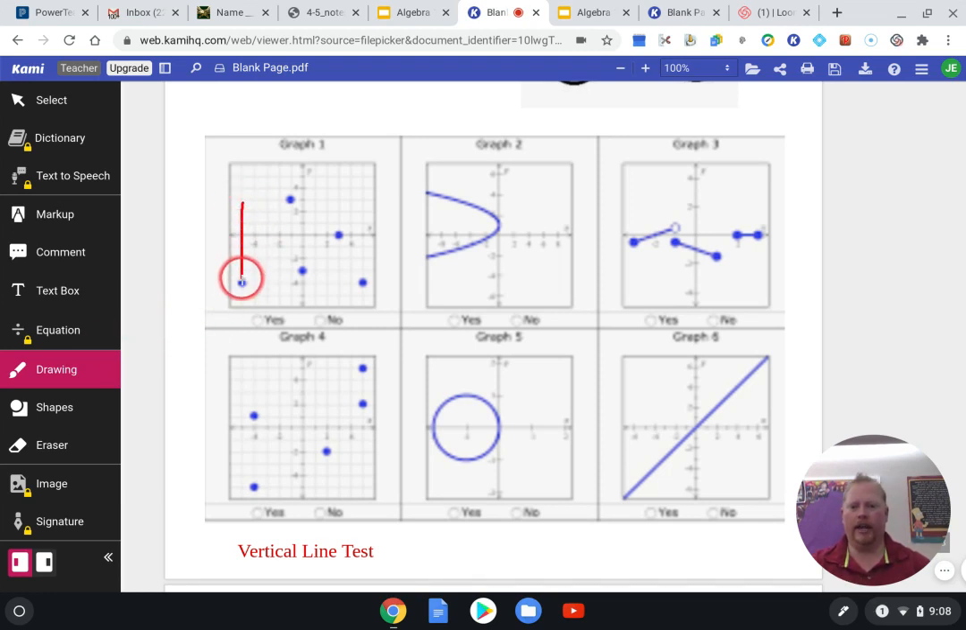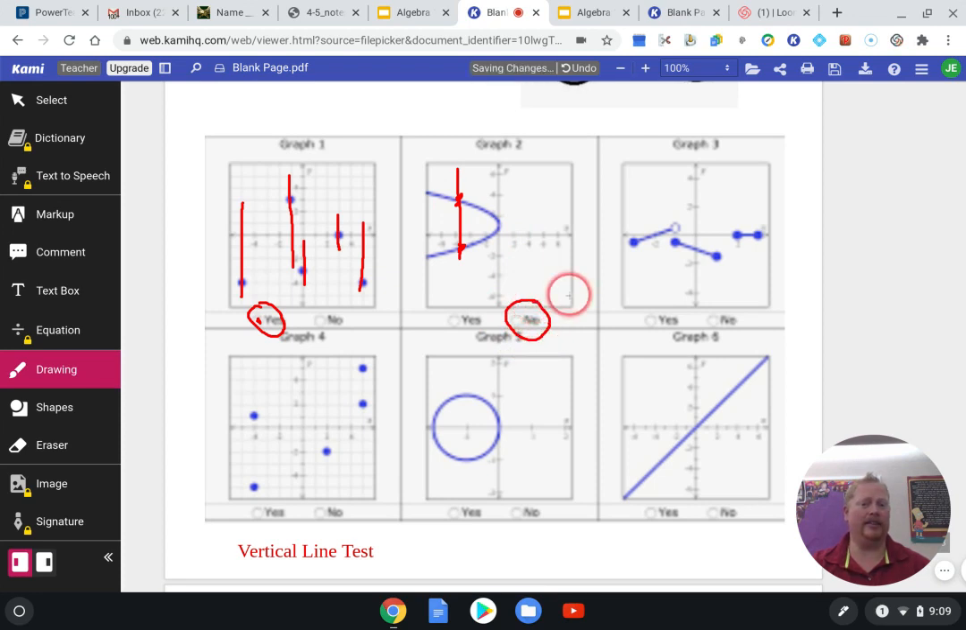I can make a vertical line right there, and it only hits once. Vertical line, vertical line. No matter where I draw a vertical line, it only hits those dots one time. So I would say yes, this is a function. Now if I take a look at graph 2, if I draw a vertical line right here, I can see that it hits right there and right there. It hits more than once. So it fails the vertical line test and is not a function.